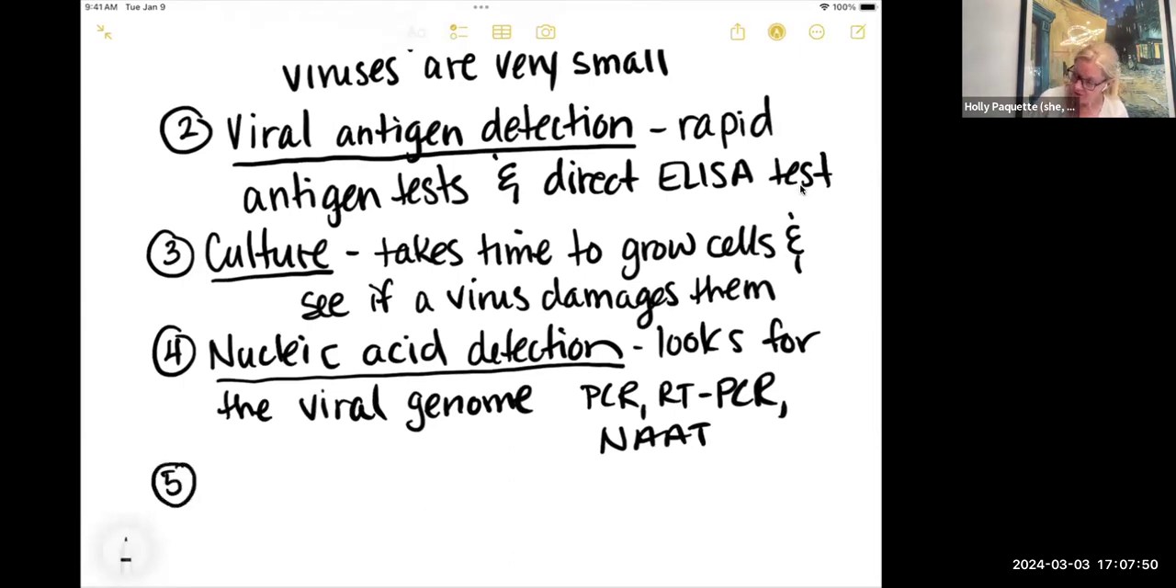The last one that we can do is we can actually look for antibody detection.